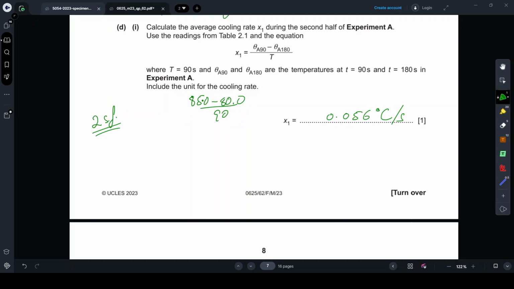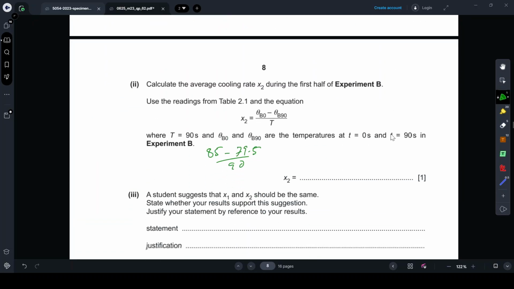And this will be the answer of 0.061 degrees centigrade per second. Calculate the average cooling rate, experiment B. 0.061, yes, and then it's recurring in the end. So degrees centigrade per second.